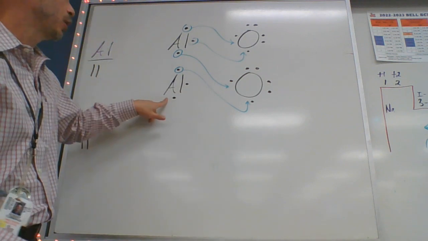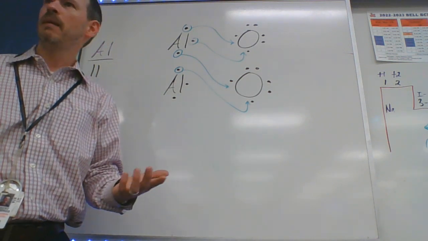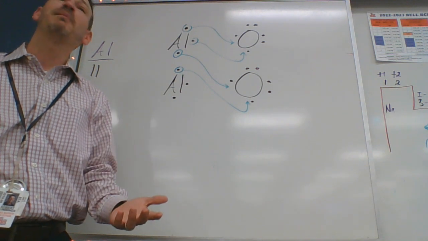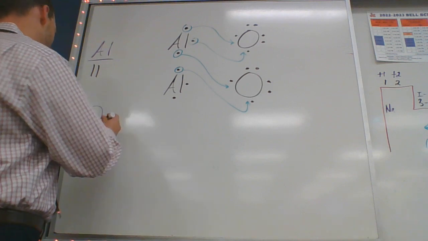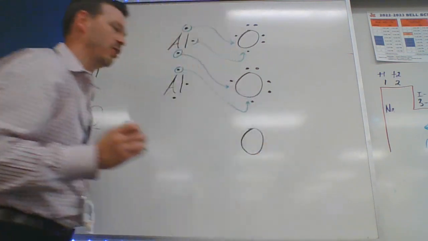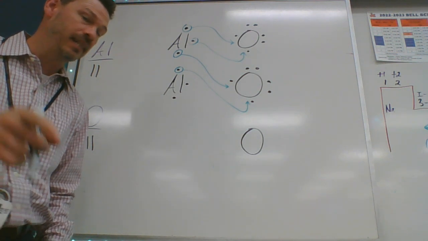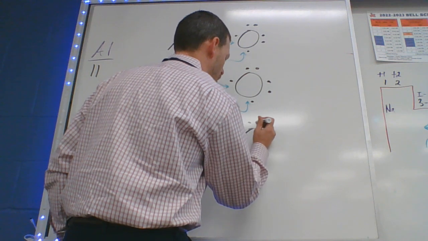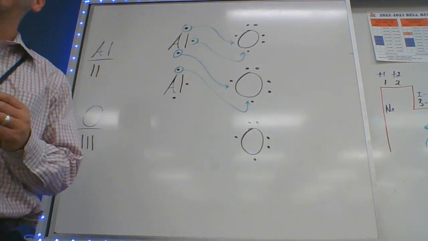This aluminum, no matter what we do, we keep making people mad. So we've got to keep going. What can we introduce to make the aluminum happy? A third oxygen. Let's add another oxygen to the whiteboard. Oxygen from group 16 has 6 valence electrons. Anybody see a happy ending in sight?